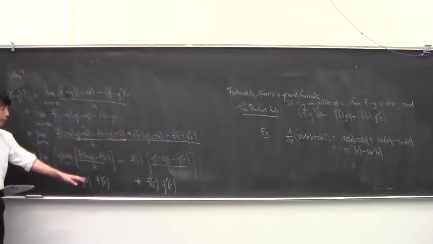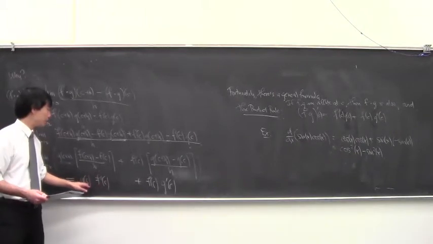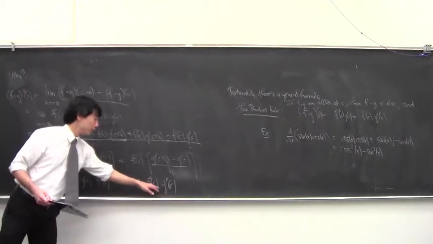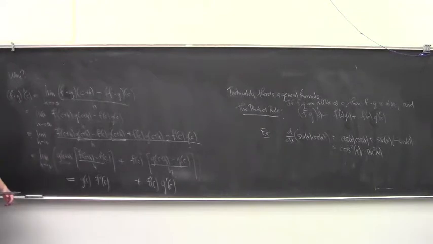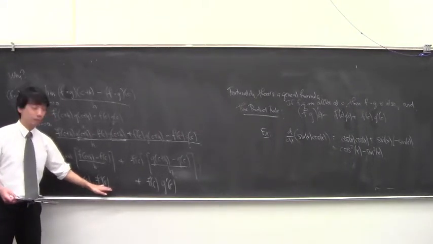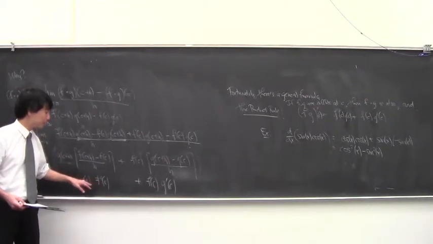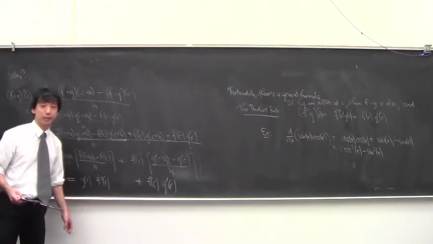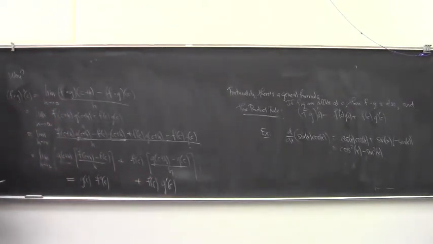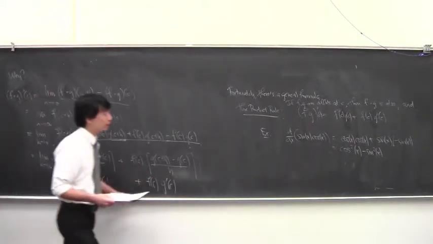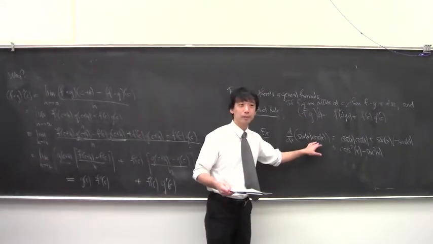Okay, and there you have it. You get f prime times g plus g prime times f. So the product rule is true. The derivative of a product is not the product of the derivatives, but the sum of the derivative of the first guy times the second, plus the first guy times the derivative of the second. And so that's why we can do this sort of thing.